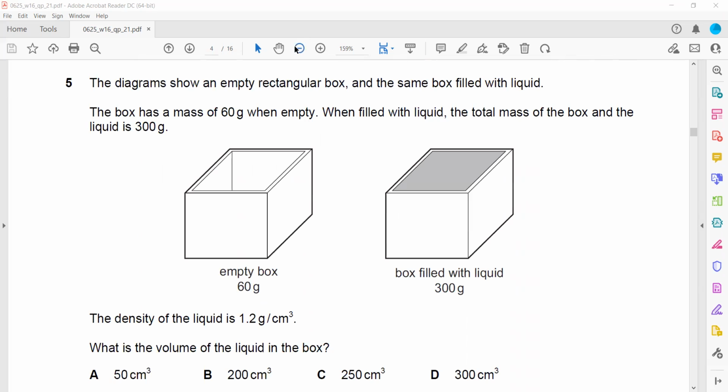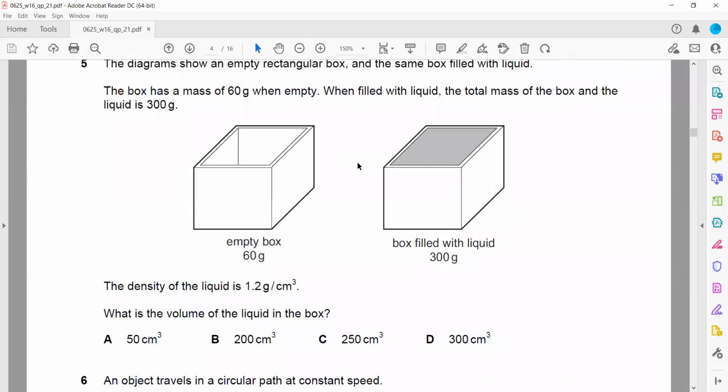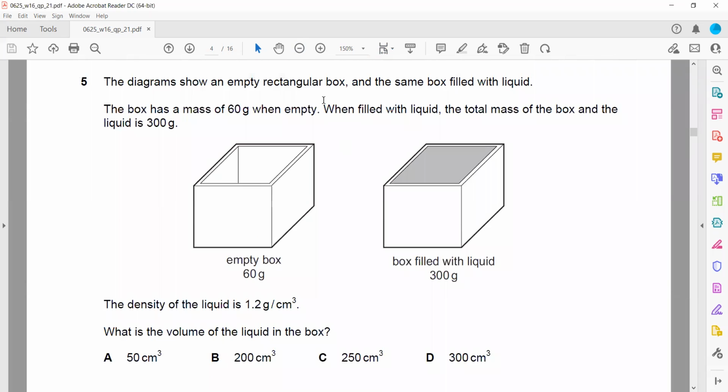The diagram shows an empty box, and the same box filled with a liquid. The box has a mass of 60 gram when empty. When it is filled with a liquid, the total mass of the box is 300. The density of the liquid is 1.2. What is the volume? So first, what is the mass of the liquid? The empty box is 60 and the filled box is 300. So the mass of the liquid inside will be 300 minus 60, which equals 240. So 240 is the mass of the liquid inside.